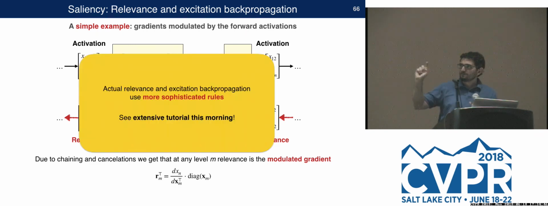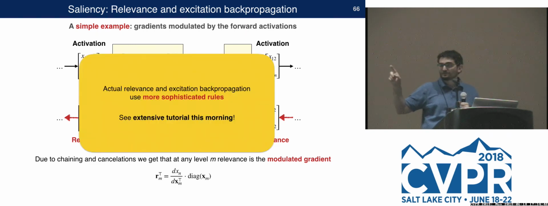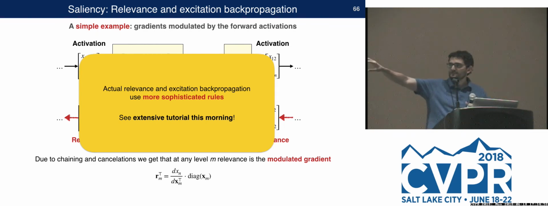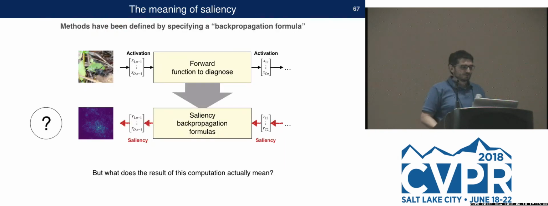But if you look at the paper, you'll see that many other rules have been proposed, which are more sophisticated and in practice they work much better. Okay? So please refer to the paper and to the tutorial this morning to know more about this. But in essence, what happens here is that I come up with some sort of rule that takes my information and moves it from the end of the network back to the input. And there are many ways of doing that. So which one is best?